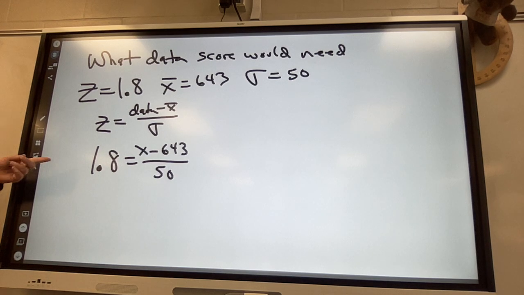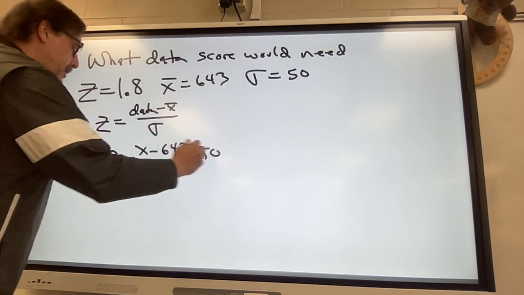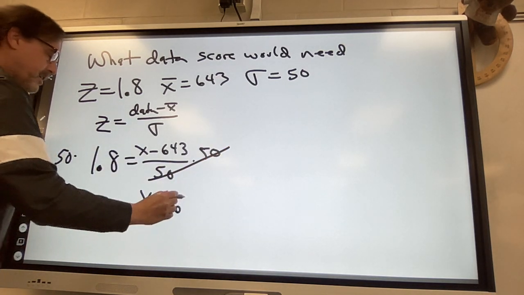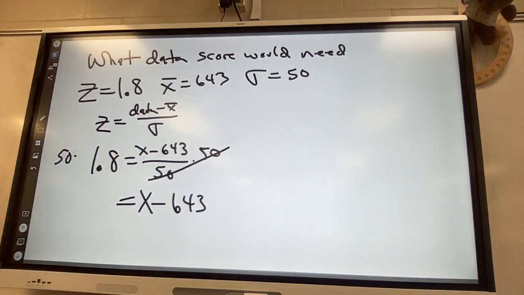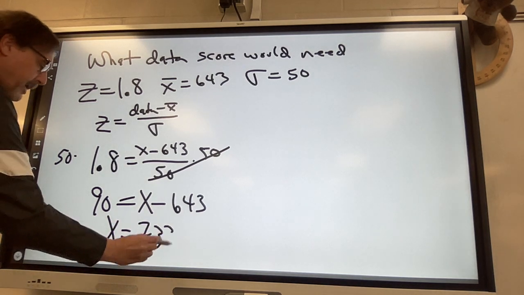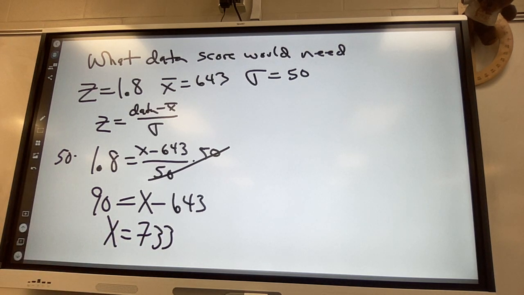All right. Hey, forget about statistics, does this just become algebra 1? Just becomes algebra 1, just like that. Take both sides times 50. Gabby, was this actually the one you had? I think so. Good. 1.8 times 50 is 90. Add 643 to both sides. So whatever kind of test that would be, you would need a score of 733.